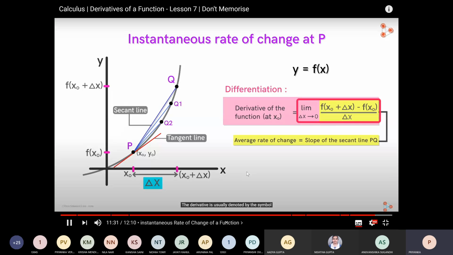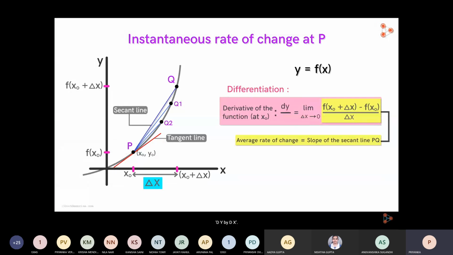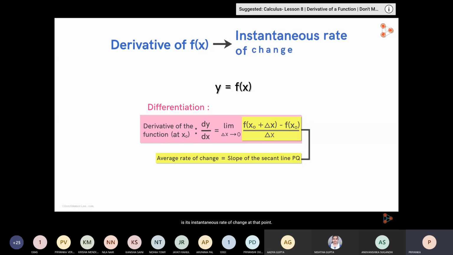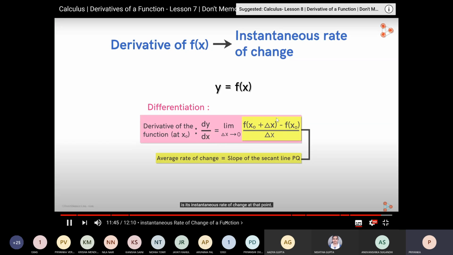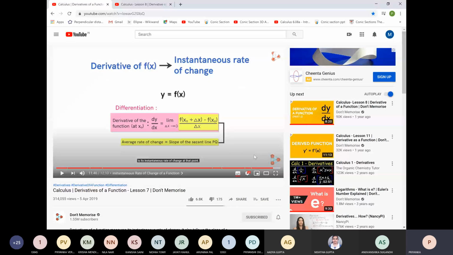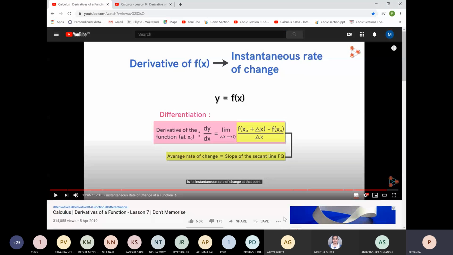The derivative is usually denoted by the symbol dy by dx. So we saw here that the derivative of the function at a particular value of x is its instantaneous rate of change at that point. So here, when we say it is the instantaneous rate of change, can you tell me what is changing with respect to what? Anybody? क्या change कर रहा है with respect to the other thing?